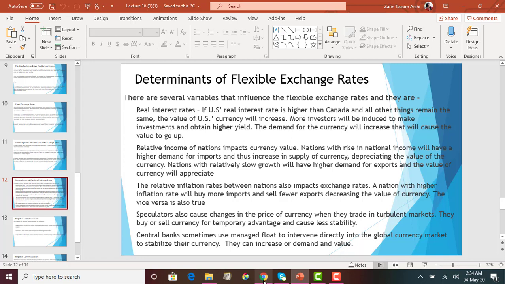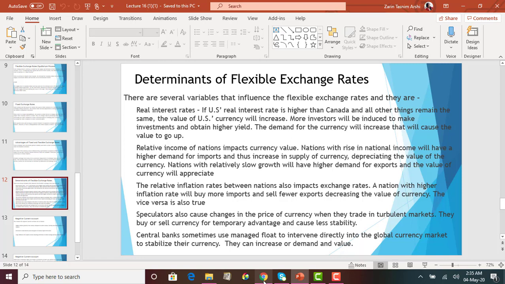As a result, the currency value will appreciate. Like the US, it's a fast growing country, there's a lot of imports there, so as a result the value of the dollar depreciates because of that. So real interest rate and relative income of countries are two factors that impact the flexible exchange rate system.